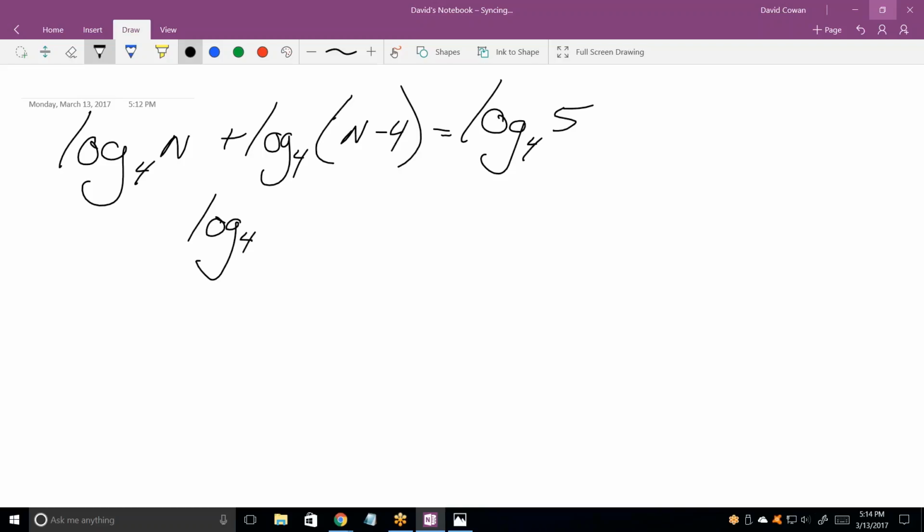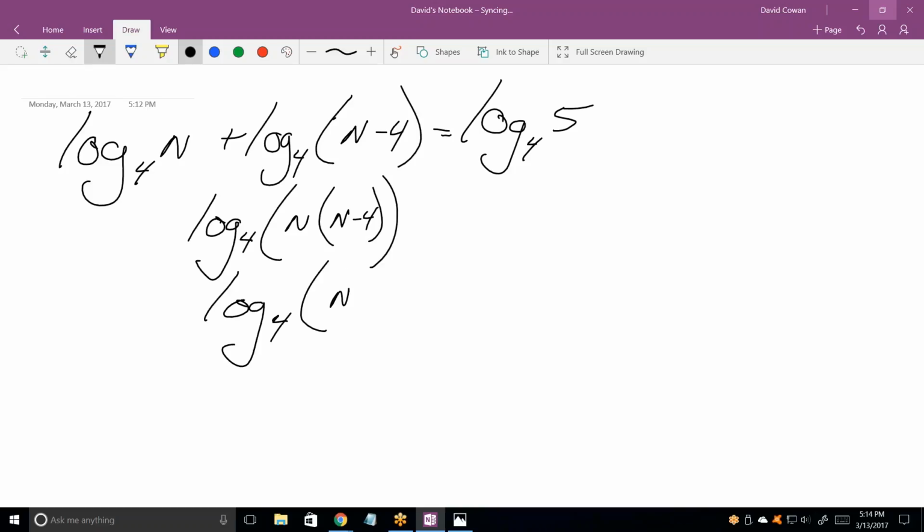Okay. So how do you combine those two log expressions on the left? Last time you did division of the arguments. What are you going to do this time? Oh, now I multiply. Okay. So we distribute that down to n minus 4 is what the new argument is. Okay. Now we multiply that out. Log base 4, n squared minus 4n is equal to log base 4 of 5.